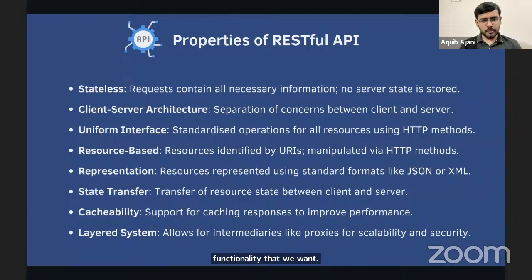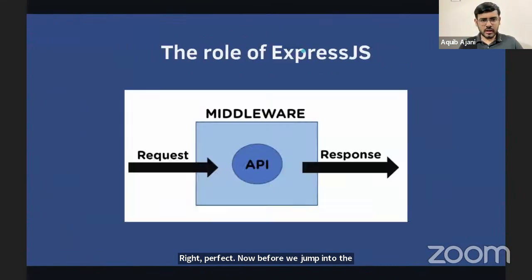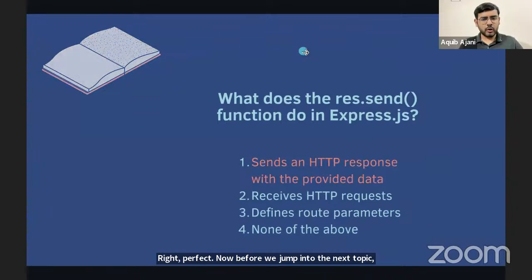So these are some of the different properties that are available. And if an API follows all these properties, then it is categorized as a RESTful API. Once an API follows all these properties, it is qualified, or called, RESTful. Perfect.